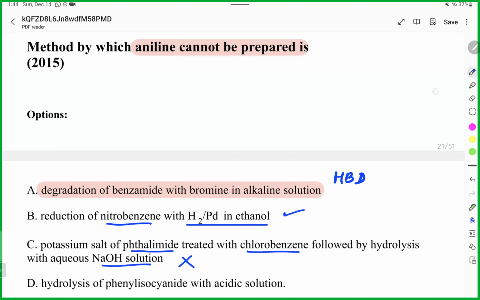Aniline you cannot produce. Why? Because this is only for aliphatic amines. Gabriel phthalimide it is talking about, right? Gabriel phthalimide reaction, GPR. Hydrolysis of phenyl isocyanide in acidic medium, same. Phenyl isocyanide means NC. So you can make it. Any doubt?